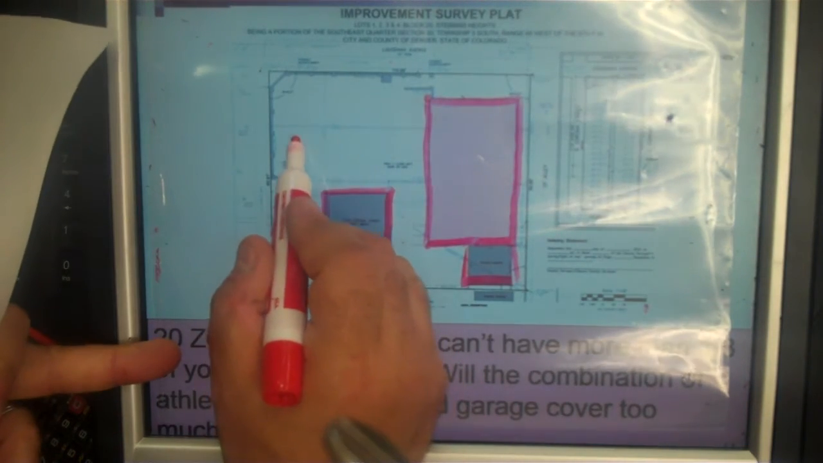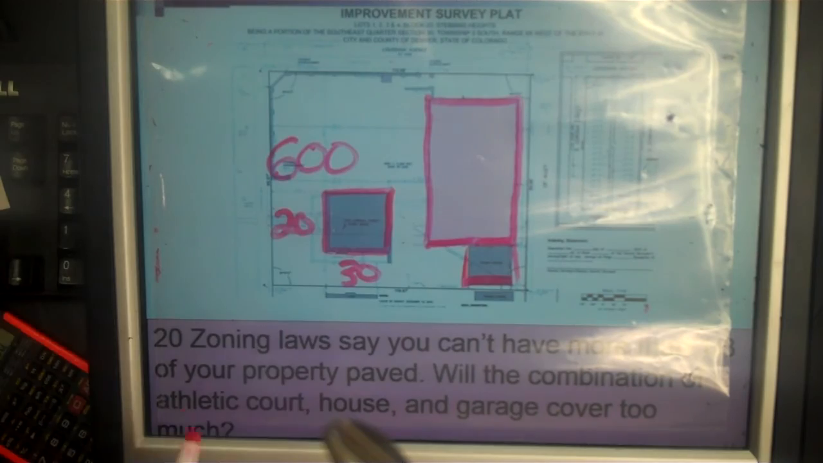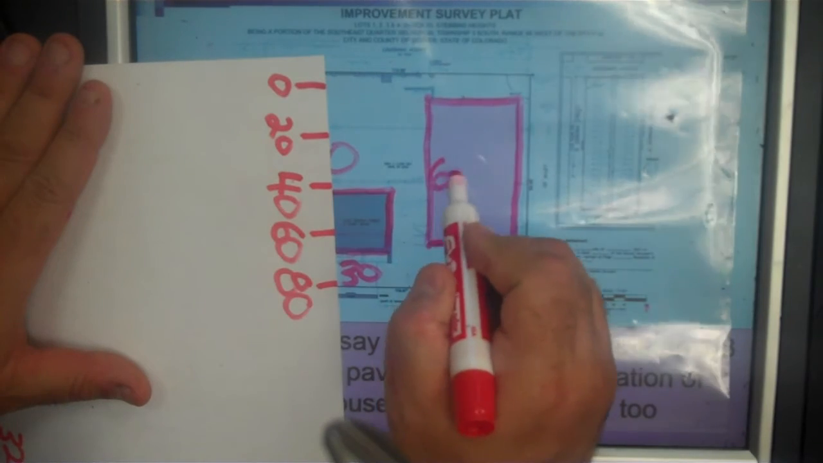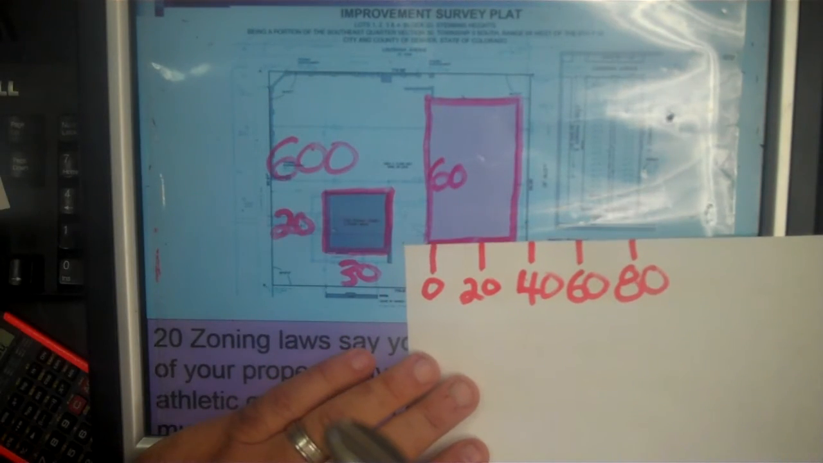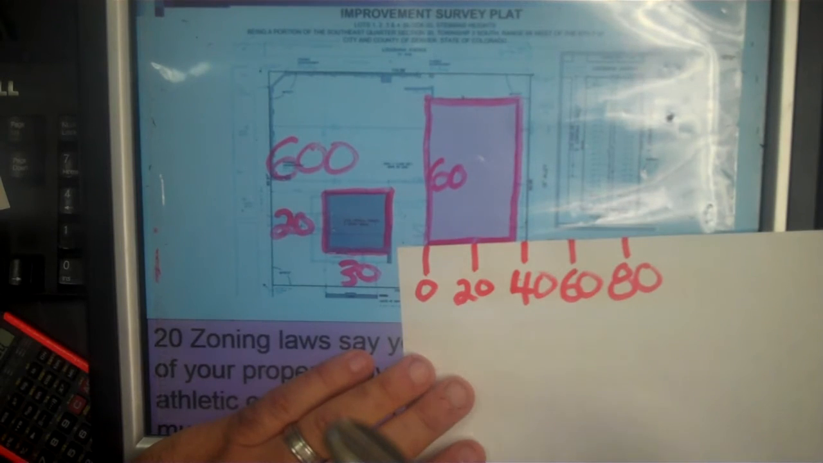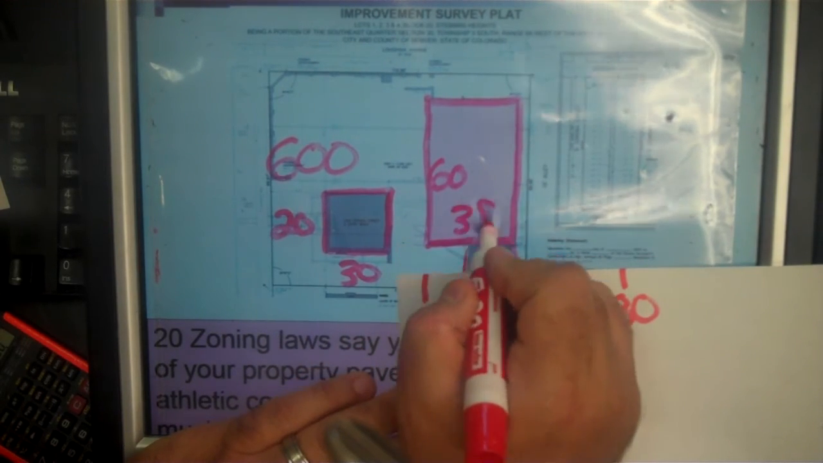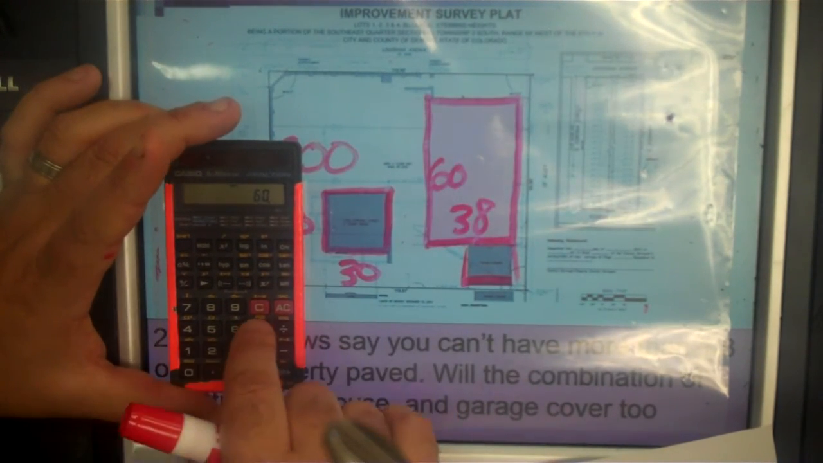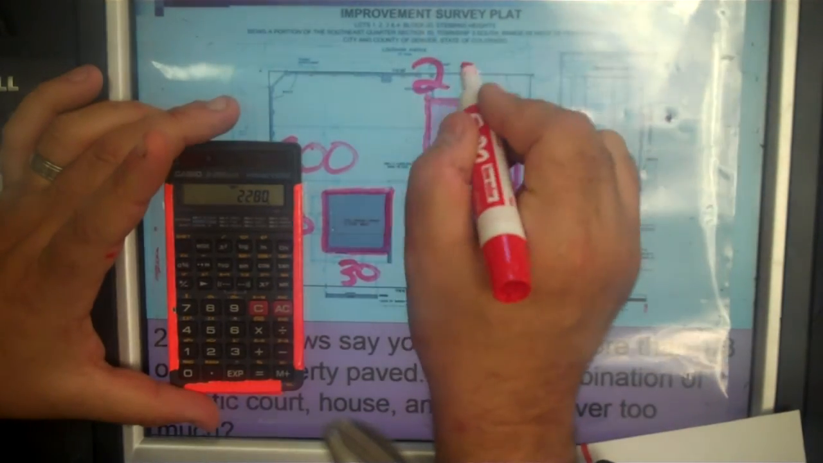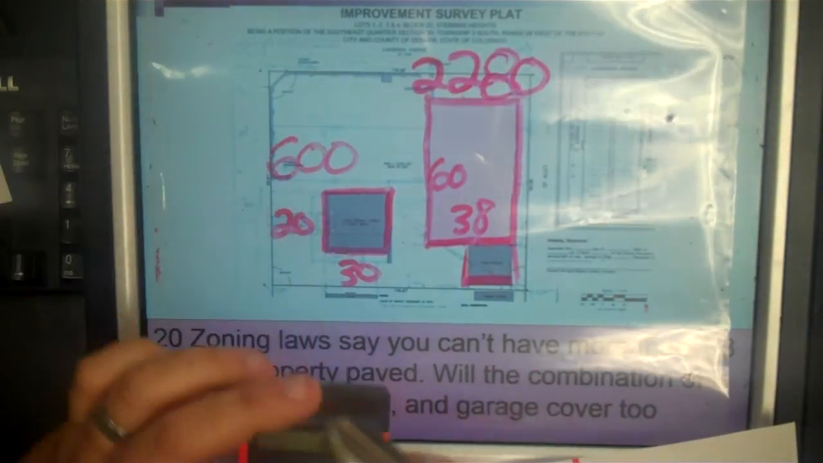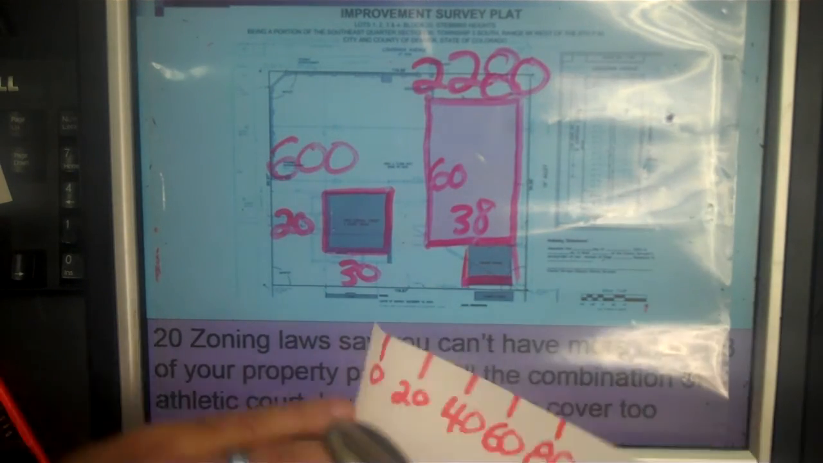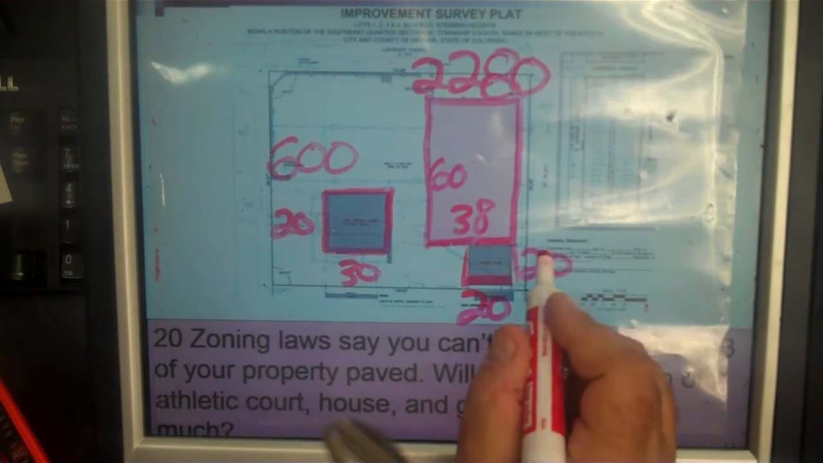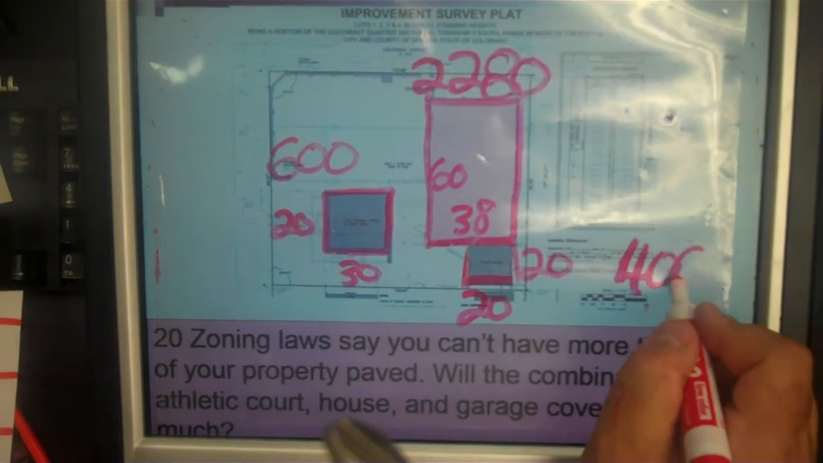Multiply those two together and we get an area of 600 for that. The tennis court is 60 by, I'm going to say, 38. Multiply length times width there. That's going to be 2,280. And then the garage is 20 by 20. Multiply those two together and you get 400.